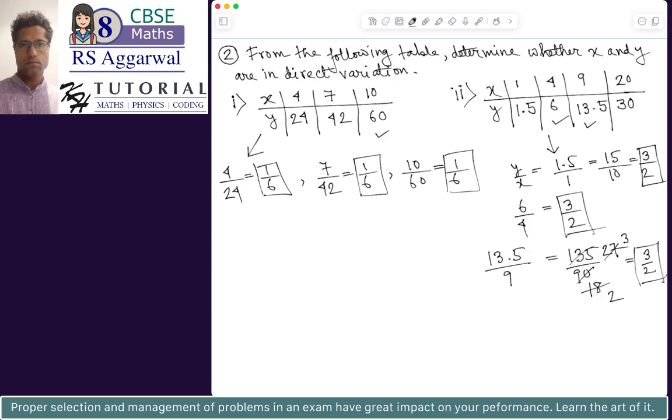So as you can see, the values of the ratio y by x for all the corresponding values of x and y are coming to be the constant 3 by 2. So hence, for the part 2 also, the quantity x and y are in direct variation. So you can say this is in direct variation and this is also in direct variation.